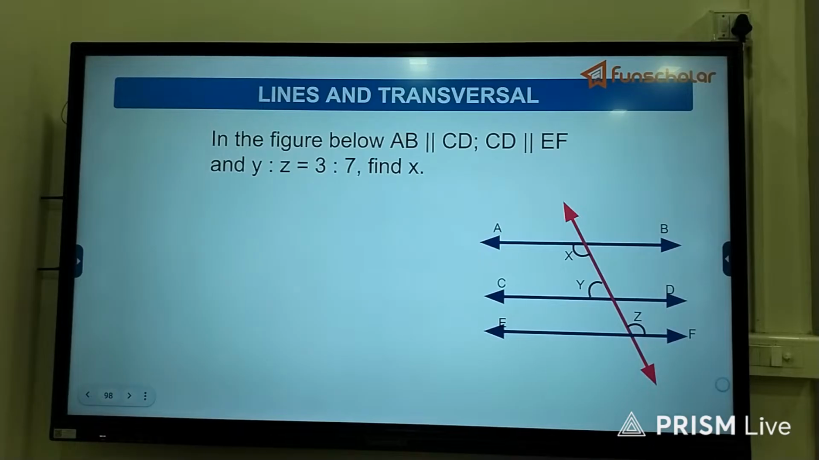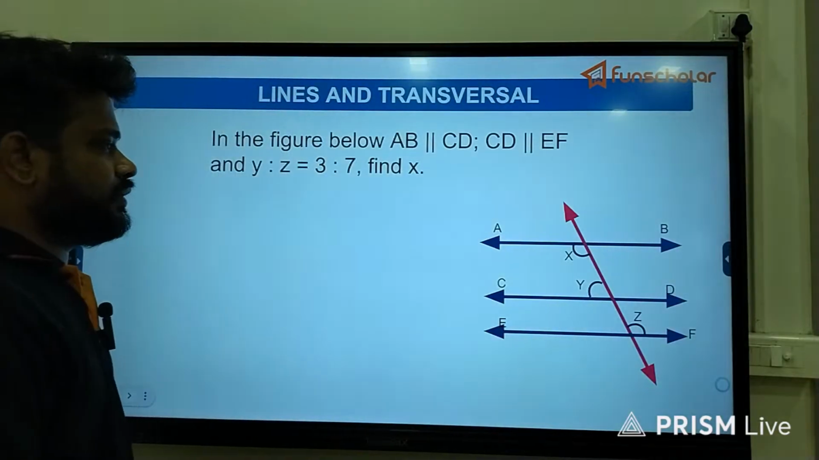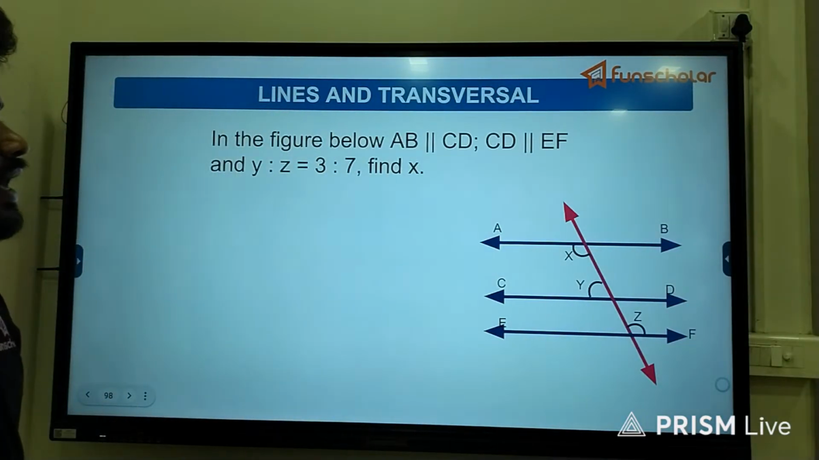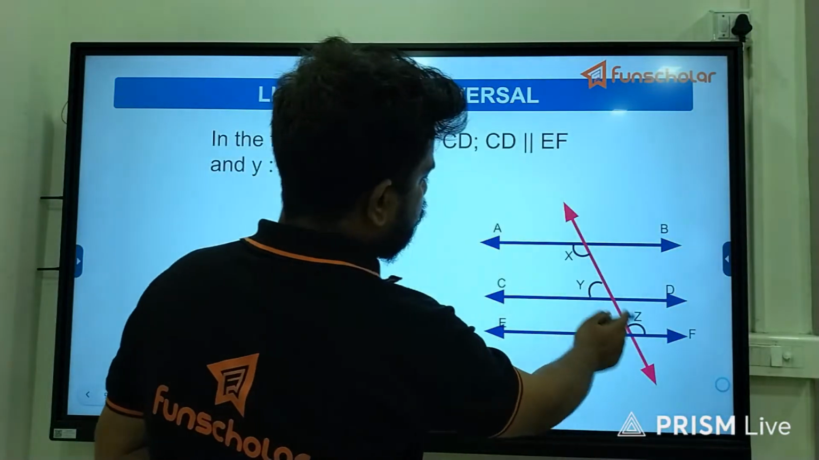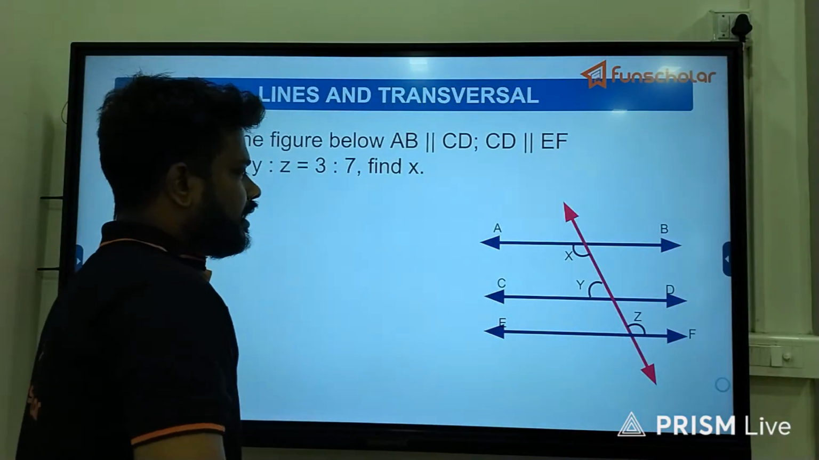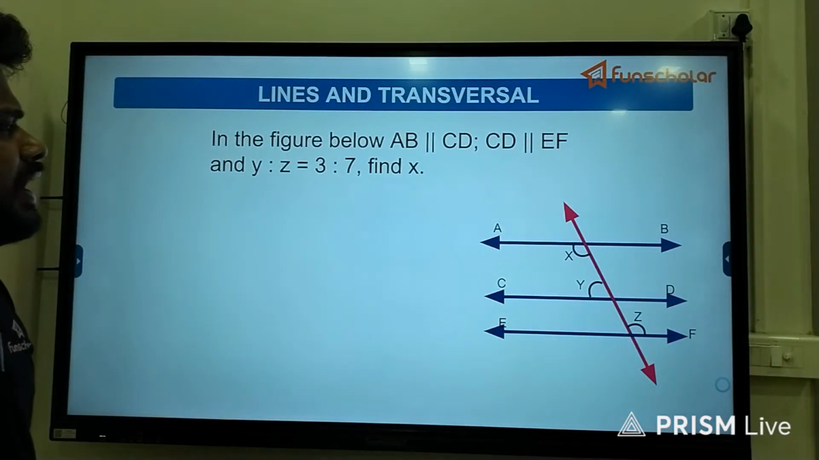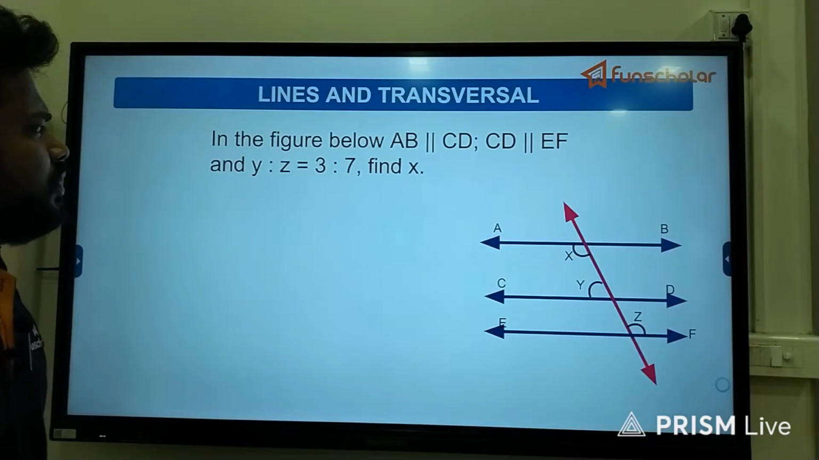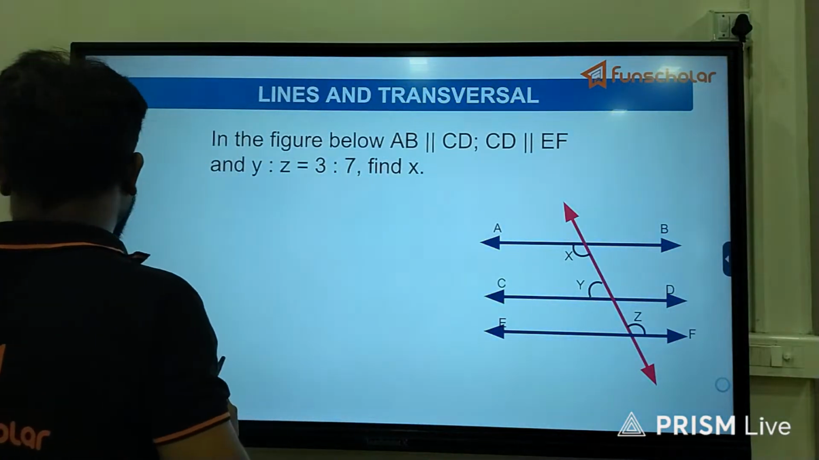In the figure below, AB is parallel to CD, CD is parallel to EF, and y:z equals 3:7. We have to find x. AB is parallel to CD and CD is parallel to EF, and y is to z is 3 is to 7. So this will be equal to this, and we have to find x. These two will be 180 degrees.